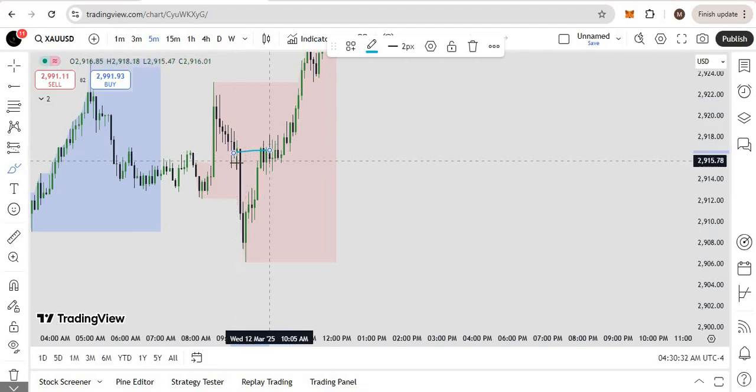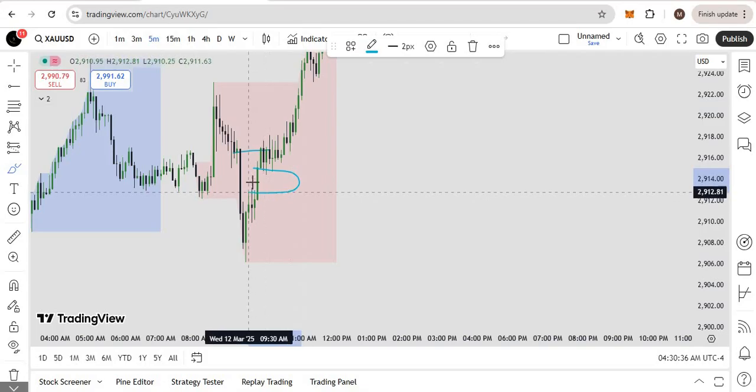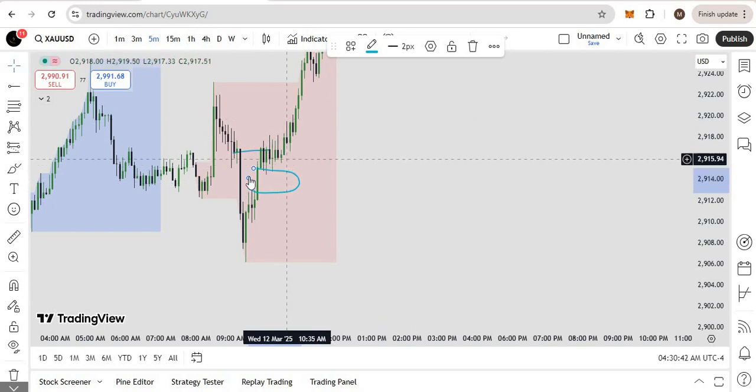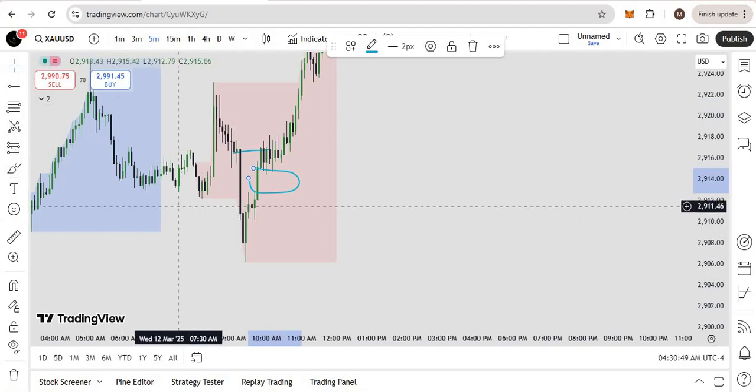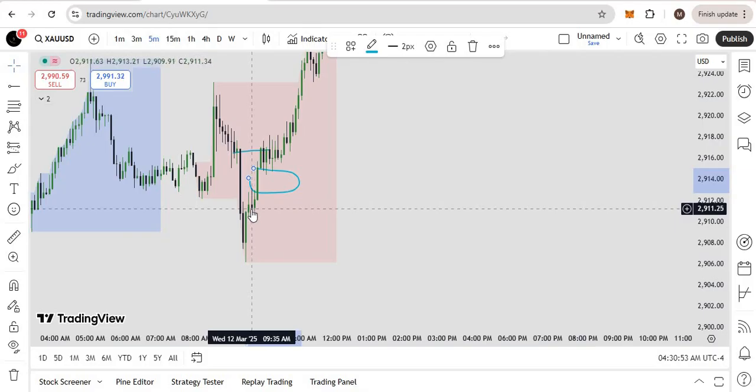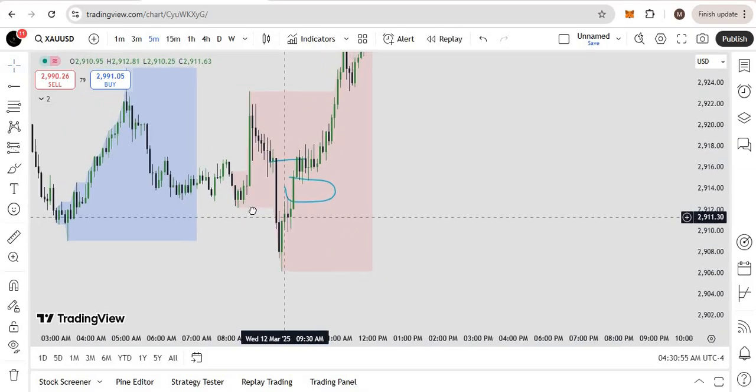Change in the state of delivery. You can take entry directly from here, or you can wait for this fair value gap. If you go to the 1 minute time frame, you will find a more accurate area for your entry. But for me, I can enter directly here. I will show you, because on the 1 minute time frame, this will be your entry.